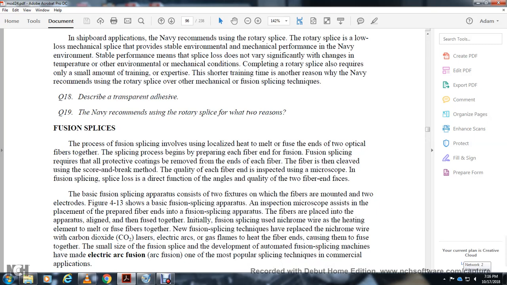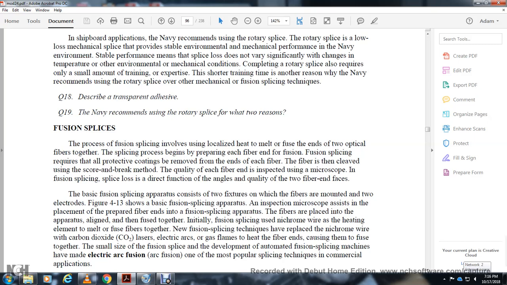Alright, fusion splice. The process of the fusion splice involves localized heat to melt and fuse the ends of the two optical fibers together. The splicing process begins with preparing each fiber end for fusion. Fusion splice requires all protective coating to be removed from the end of each fiber. Fibers are cleaved, scored and broken, and the quality of each fiber end is inspected under a microscope.